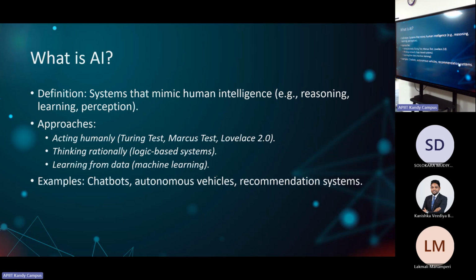Human intelligence is something we try to mimic inside a machine, right? Of course, there are different approaches to mimicking it. One is acting like a human, or pretending to be a human. So first of all, we came up with a test called the Turing test, right?